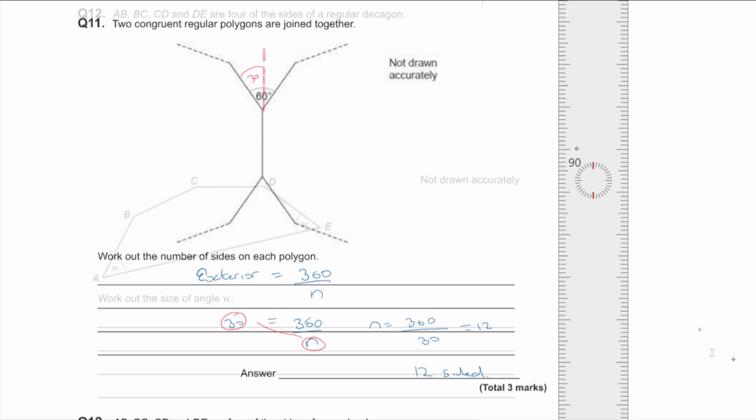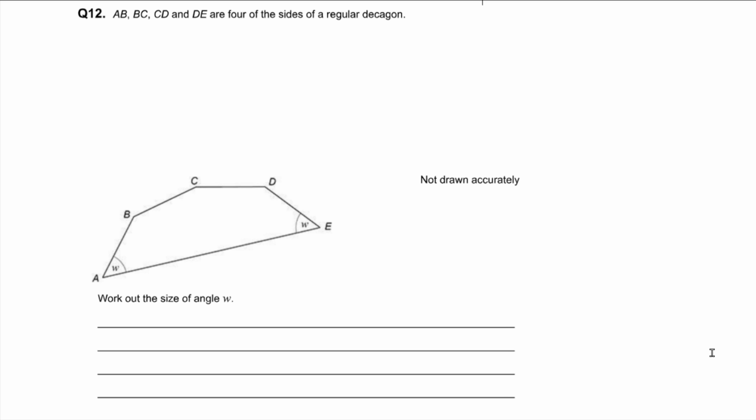Question 12. A, B, C, D, E are four sides of a regular decagon. So this decagon continues, doesn't it? It goes around here and back around like that, but we've just got a little slice of it. Work out the size of the angle W. Well, it might have been originally from a decagon, but now it's a 1, 2, 3, 4, 5-sided shape. It's a pentagon, isn't it?